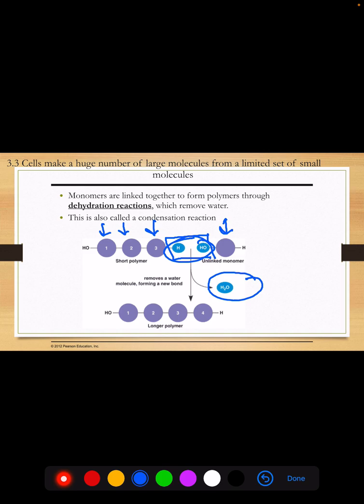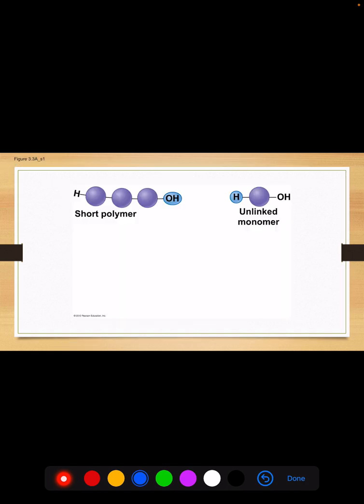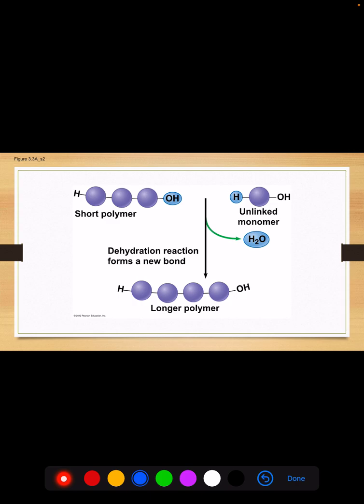It is also referred to as a condensation reaction, because like condensation on your glass, it leaves water, because we're pulling out and forming water with that chemical reaction. So here's a picture of that. There's our short polymer. We're going to pull out that water, and now we have a longer polymer.